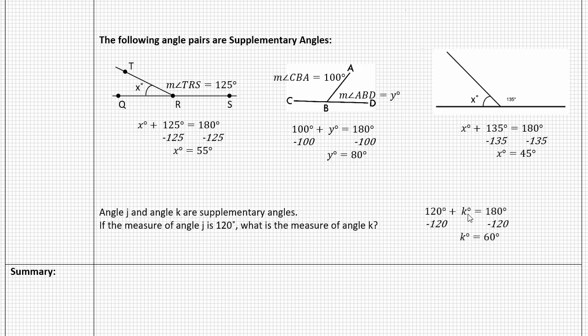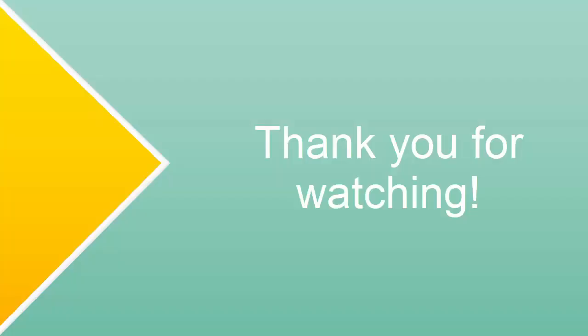In setting it up as 120 plus K is equal to 180 degrees, subtracting 120 from both sides, we should come to find out that the measure of angle K is 60 degrees. That concludes our video for today.